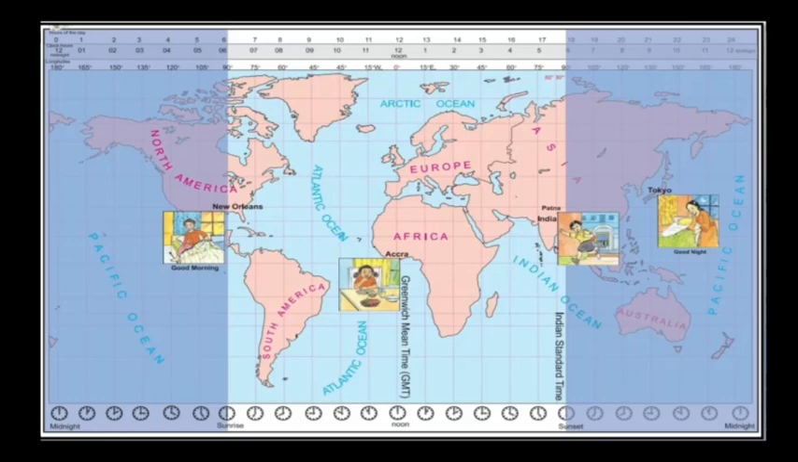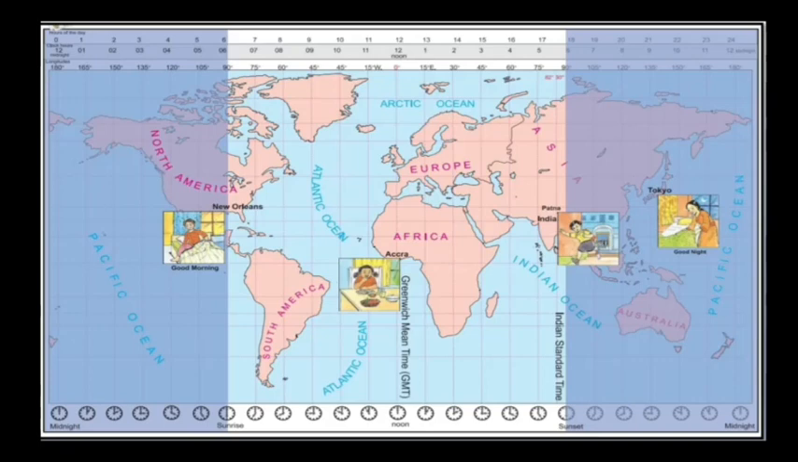Between which longitudes does the region experience daytime? The region between 90 degree west and 90 degree east experiences daytime. Question number 2. Which longitudes experience noon and midnight respectively? 0 degree longitude and 180 degree longitude experience noon and midnight respectively. Third question. Edward from New Orleans is on which longitude? Edward is on 90 degree west longitude.